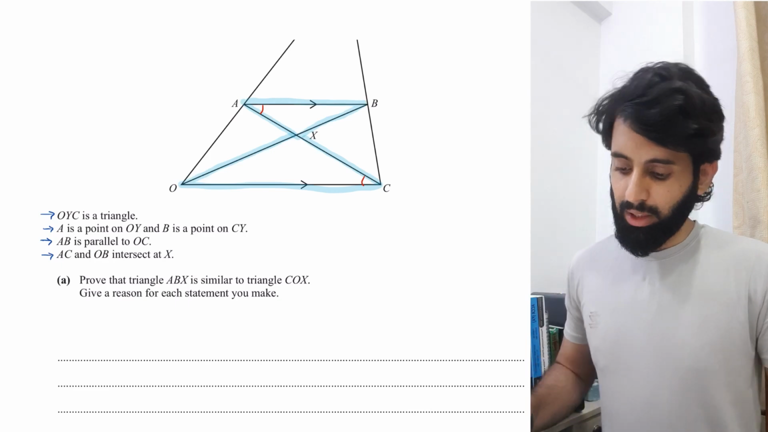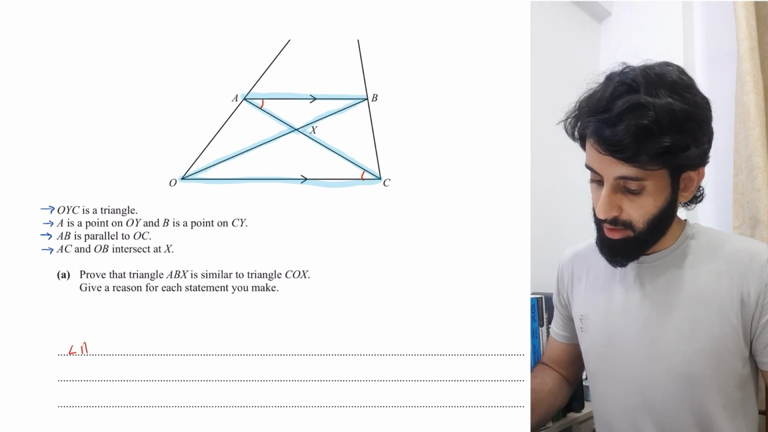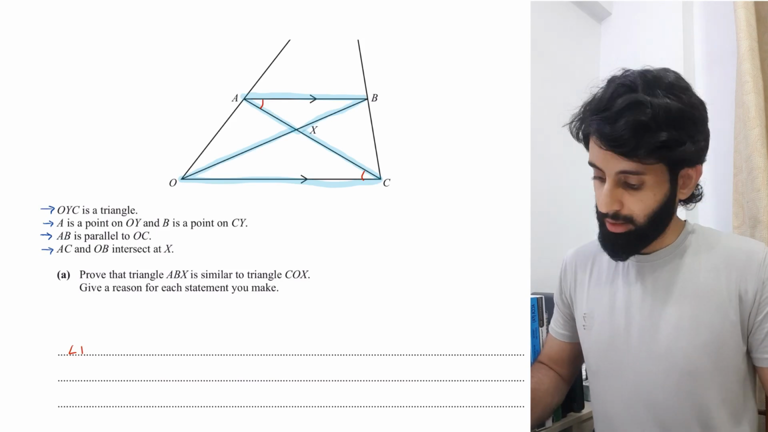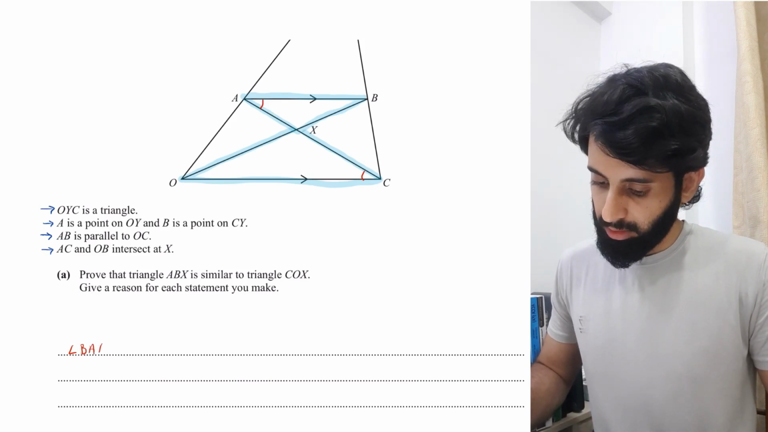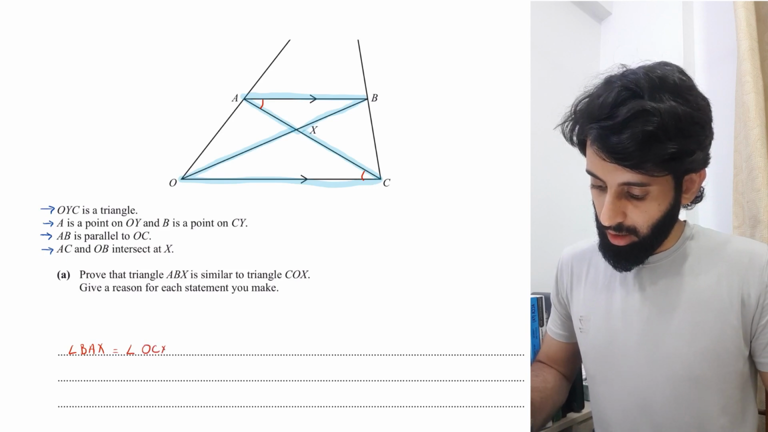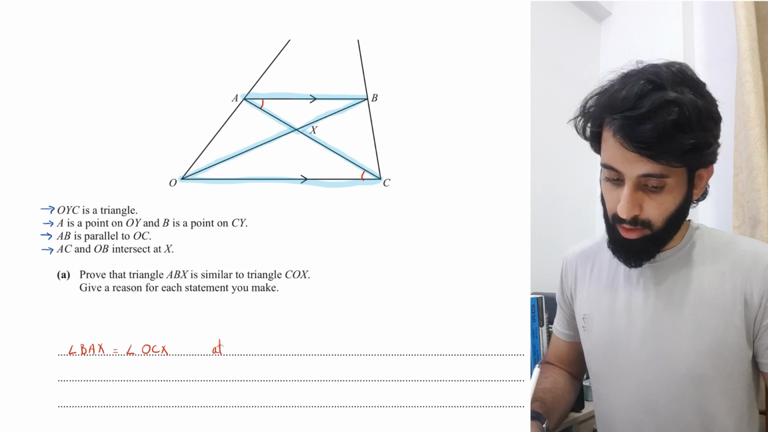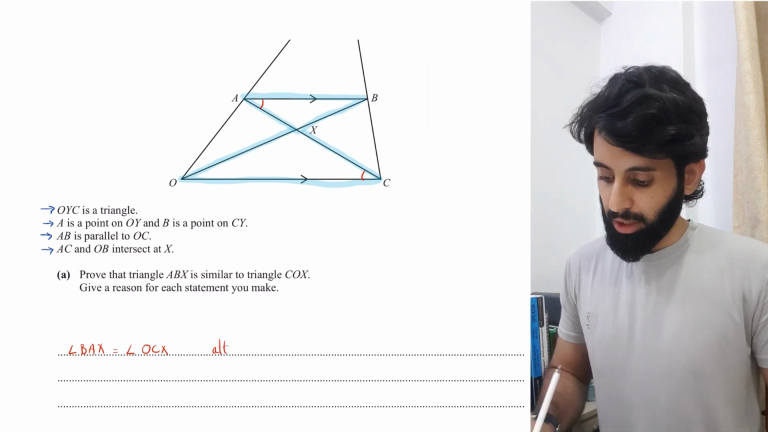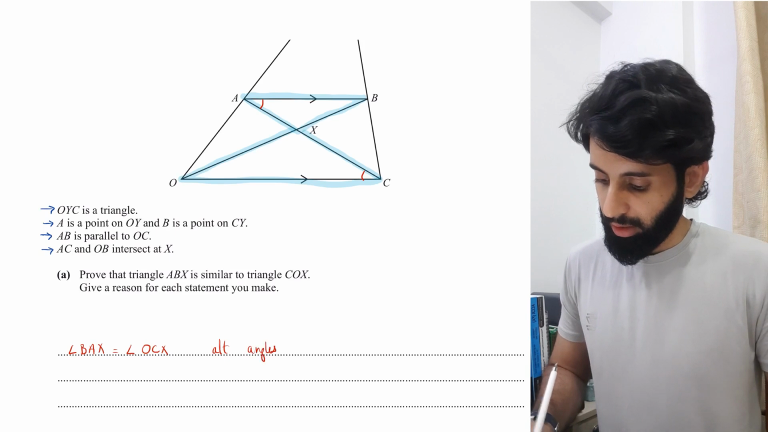We can say that these two angles are going to be the same. The reason for that is alternating angles. So angle BAX is basically equal to angle OCX, alternating angles. Make sure that you write, as the question says, a reason for each statement you make. So make sure that you do that: alternating angles.